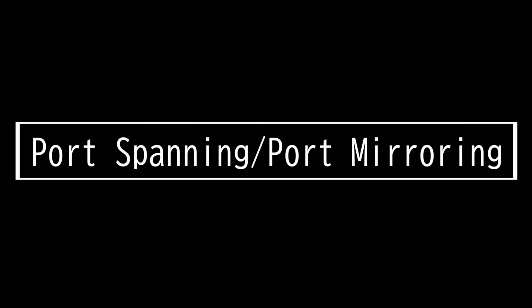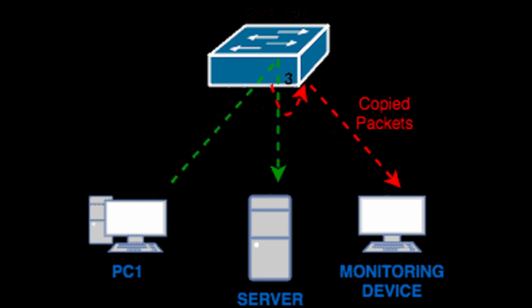This video is on port spanning or port mirroring. Let's talk about how port mirroring works. When you configure a switch, you can reserve a port to mirror all traffic that passes through that reserved port and configure it so that copied data gets sent on specific ports or VLANs to network monitoring tools.